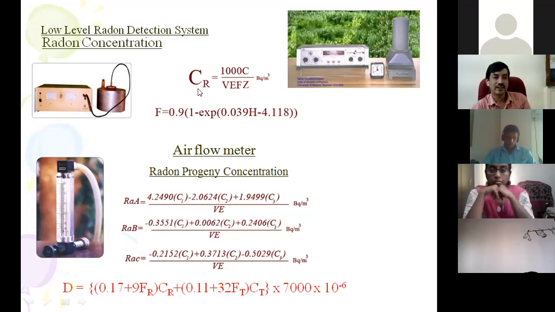By knowing the concentration of radon and its progeny concentrations, the inhalation dose to the public can be calculated using this standard formula, where this is the concentration of radon and FR is the equivalent factor.